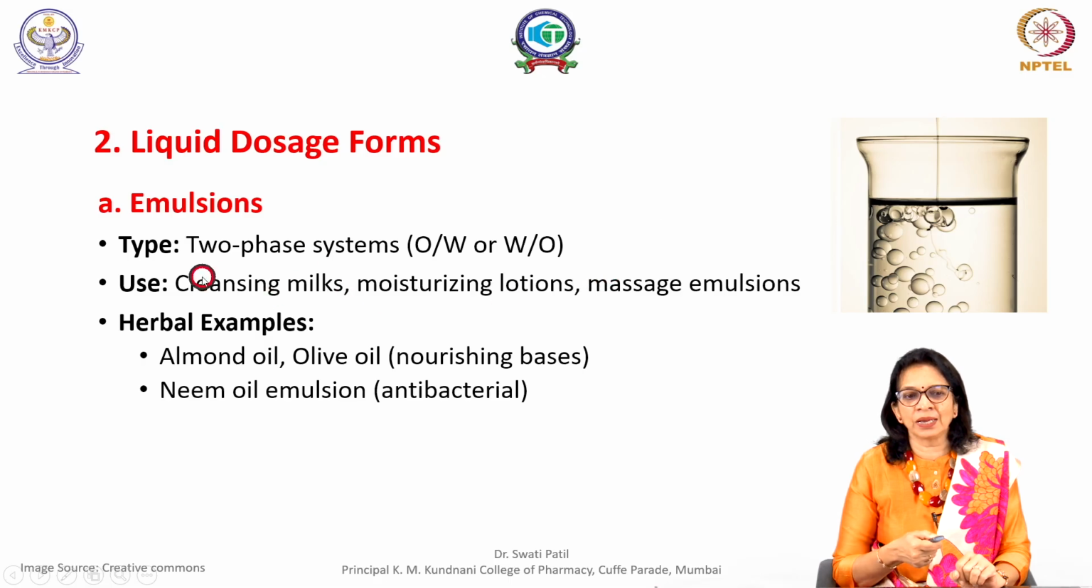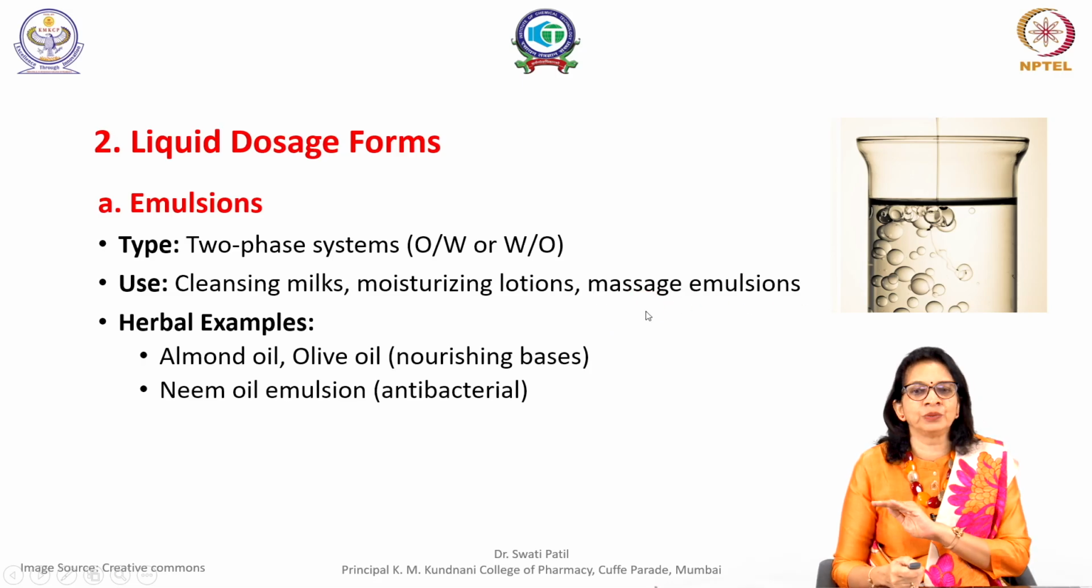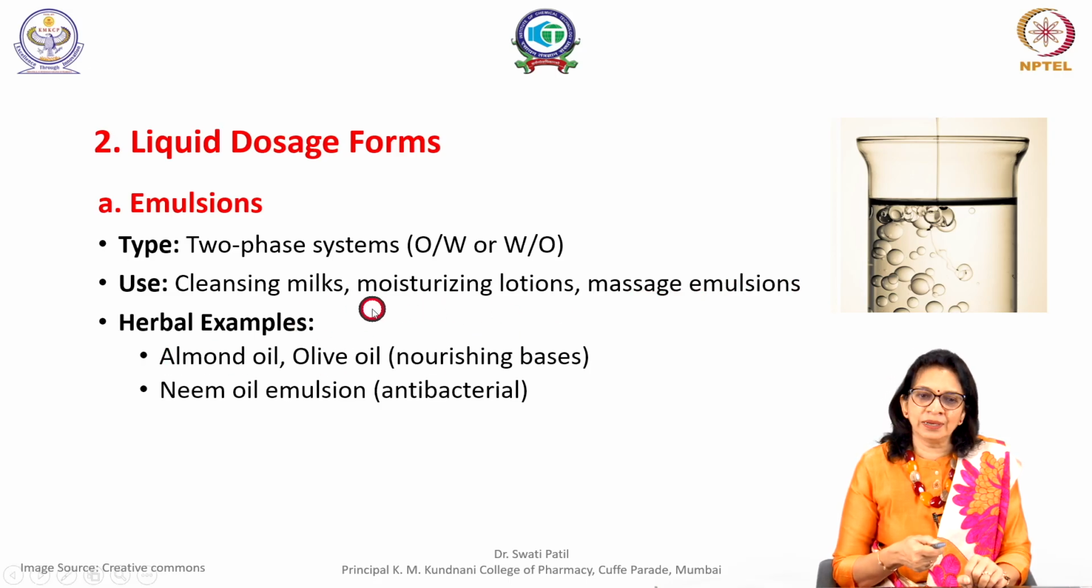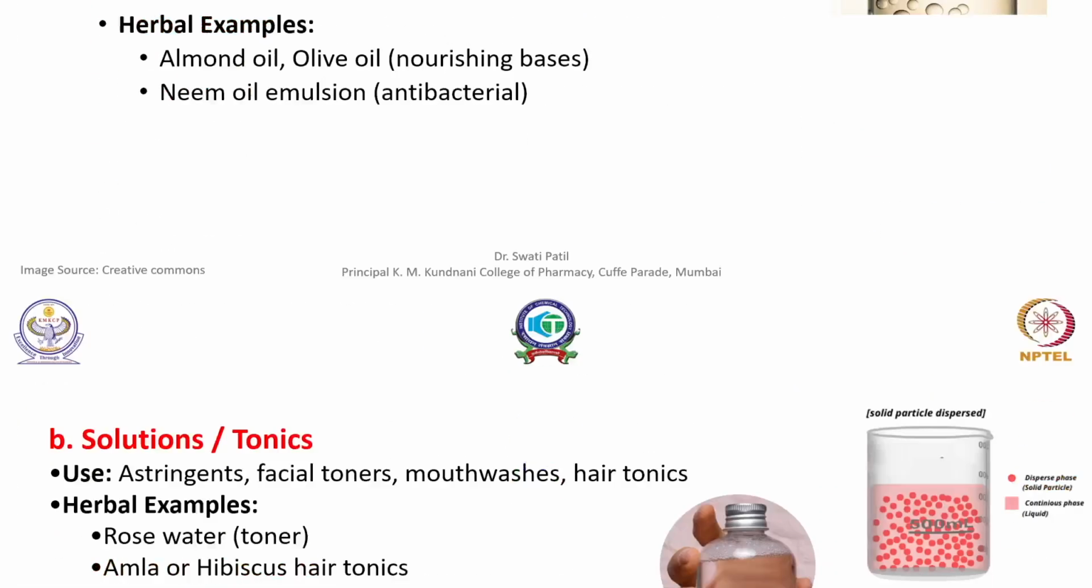For example, cleansing milks are all oil in water type, as are moisturizing lotions or different kinds of massage emulsions which are used on the skin or on the hair. For example, almond oil and olive oil are the herbal ingredients which are used. Neem oil emulsion, which is an antibacterial. So, neem oil emulsions are good anti-acne and skin preparations.